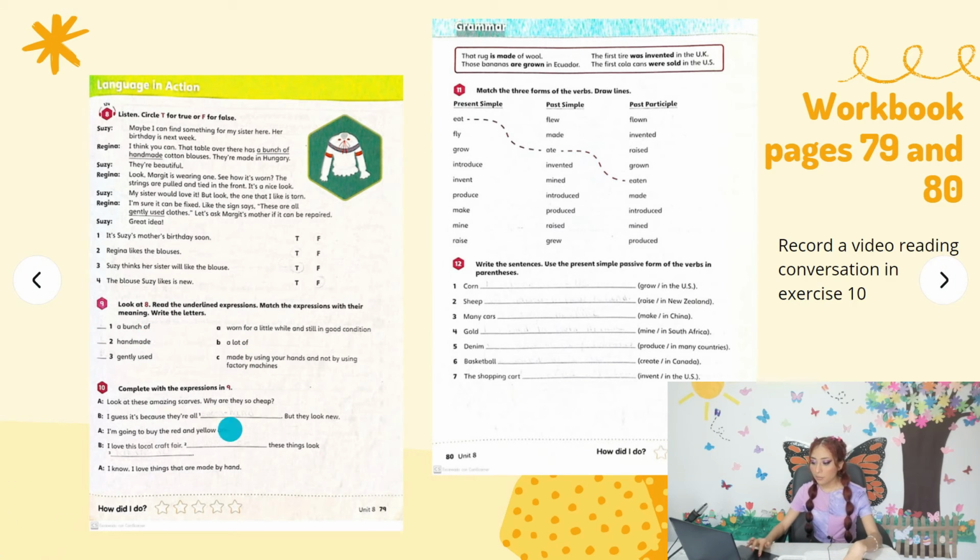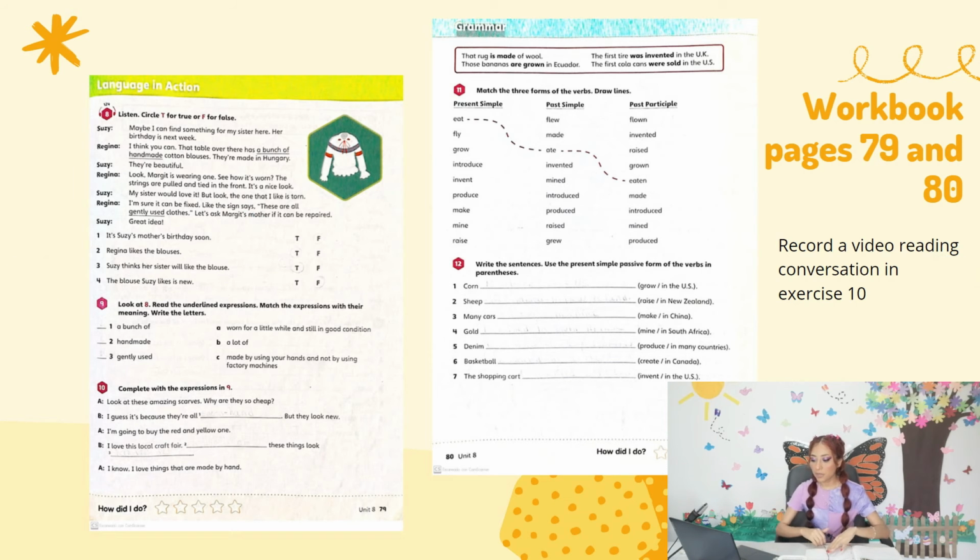So activity 10 completes the expressions in 9. A: Look at these amazing scarves. Why are they so cheap? B says, I guess it's because they're all blank, but they look new. A: I'm going to buy the red and yellow one. B says, I love this local craft fair. Blank. These things look blank. Okay. Hey, I know. I love things that are made by hand. Okay. So you're going to fill in the blanks with these phrases that you have underlined in here. Okay. Or in here. And that's it.